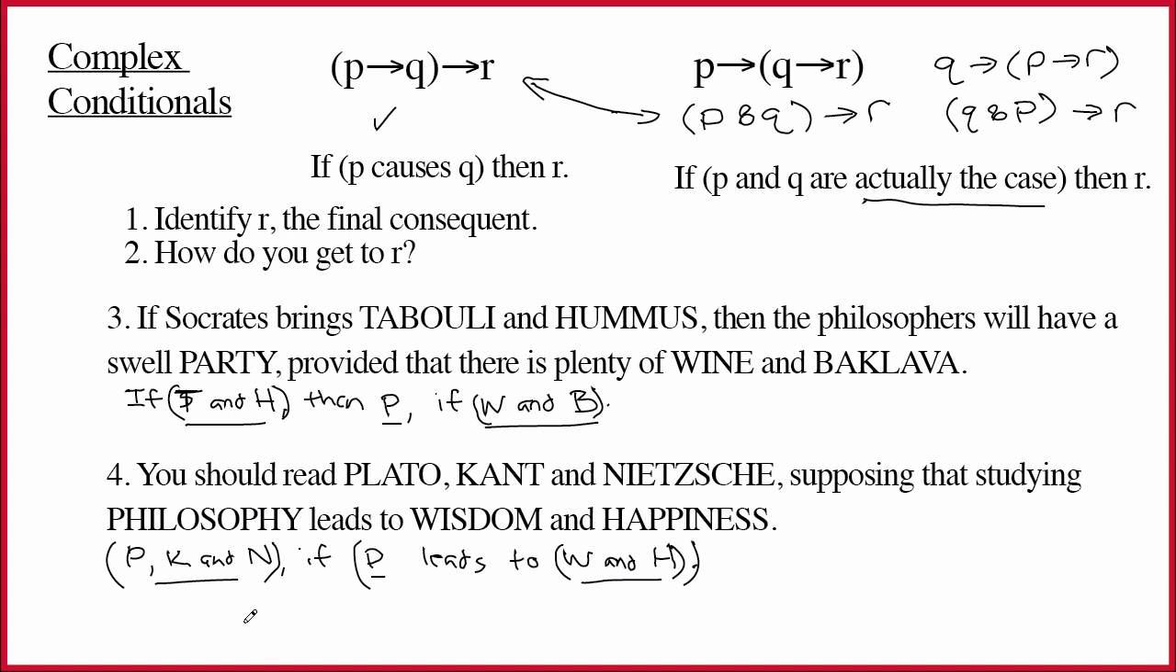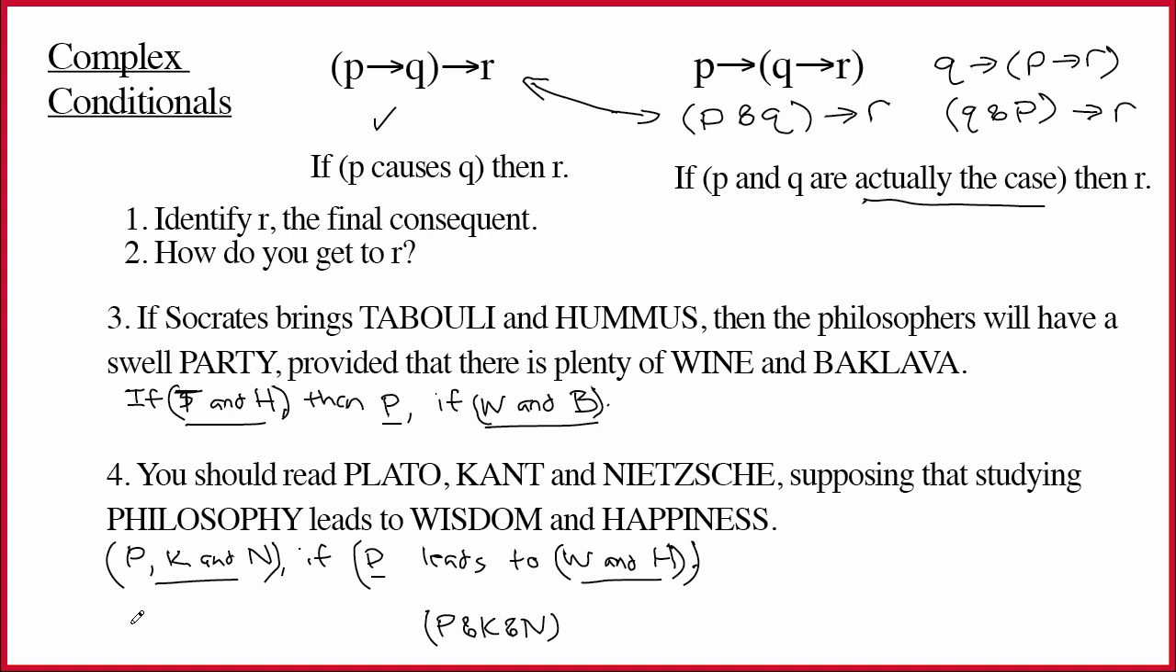Sometimes these things are harder to talk about than they are to do. I worry sometimes that all this talking just adds complexity. Can you see what the R part of this sentence is going to be? You should read Plato, Kant, and Nietzsche, supposing that studying philosophy leads to wisdom and happiness. This is tricky, but it's the fact that you should read Plato, Kant, and Nietzsche. That is the R part of the sentence. P and K and N.